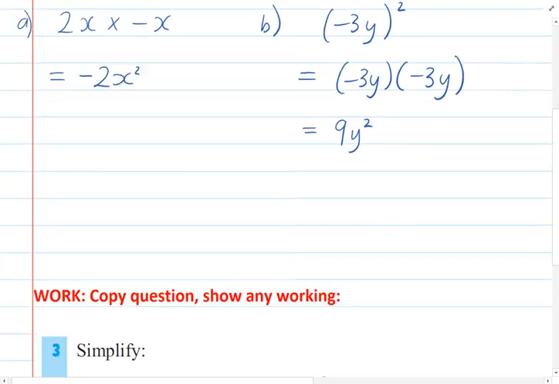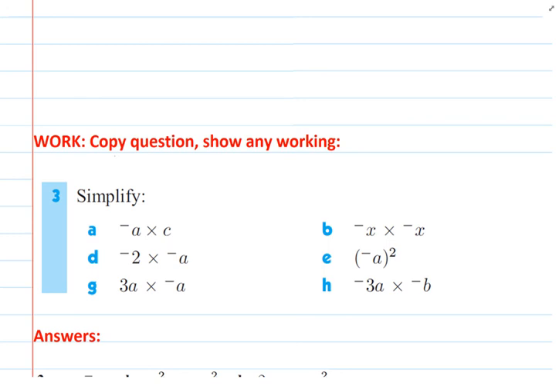Okay, the work for here is on OneNote. Same thing again, copy your question and show any working.